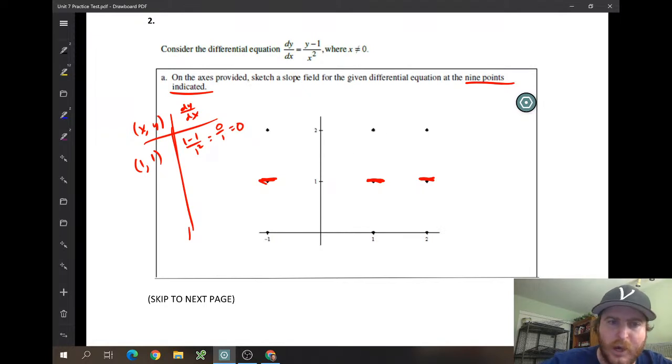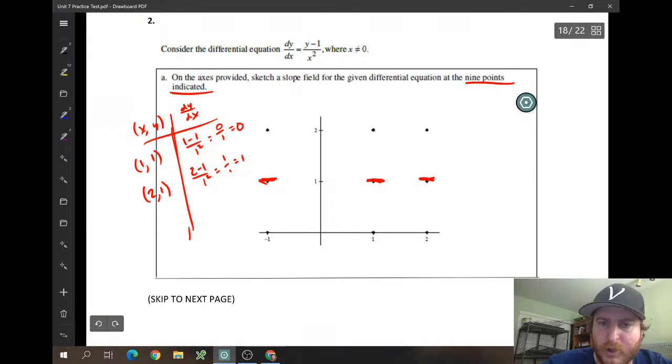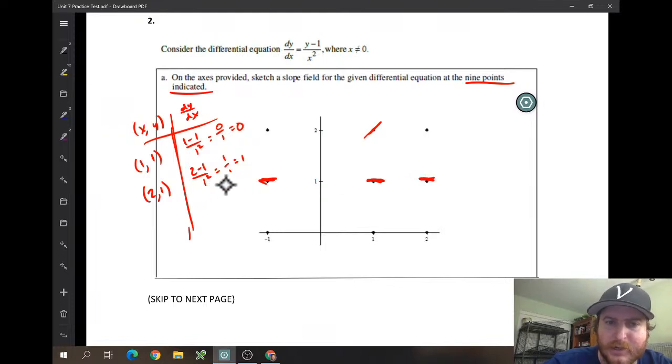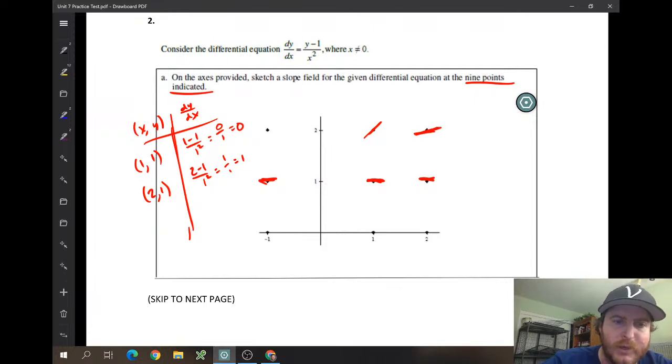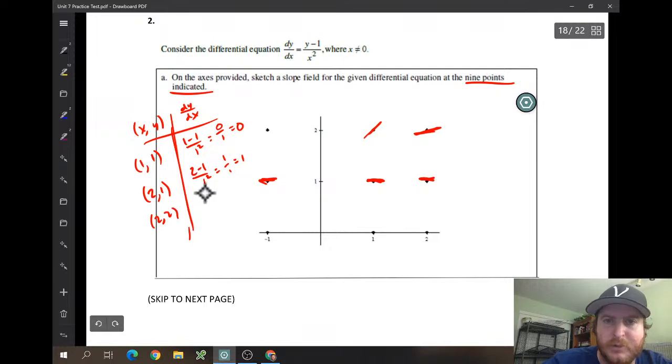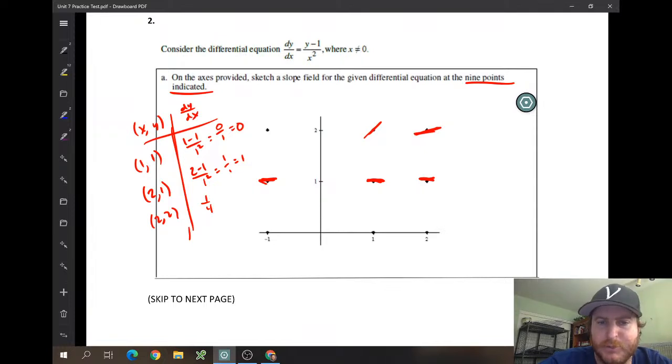Now let's try 2, 1. That's 2 minus 1 over 1 squared, which is 1 over 1, or just 1. So I'm going to connect an imaginary line here. That's a slope of 1. Then 2, 2. You can do these in your head as well. 2 minus 1 is 1, over 2 squared is 1/4. Down 1 over 1, 2, 3, 4. Connecting somewhere over here, a very shallow line. You could have also written it down, 2, 2: 2 minus 1 was 1, over 2 squared was 1/4. You don't have to write that, but if it helps you, then absolutely write it.